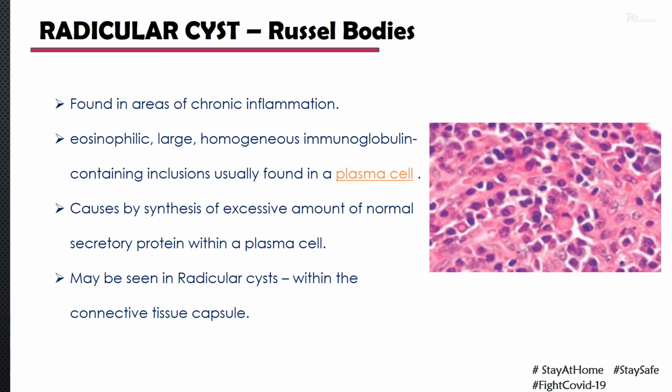Furthermore, certain eosinophilic globular masses can be seen within the connective tissue capsule. Such masses are referred to as Russell bodies. These are large eosinophilic homogeneous immunoglobulin-containing inclusions usually found in a plasma cell. The Russell bodies are caused by excessive secretion of normal secretory protein within the plasma cell. They may be seen in radicular cysts.